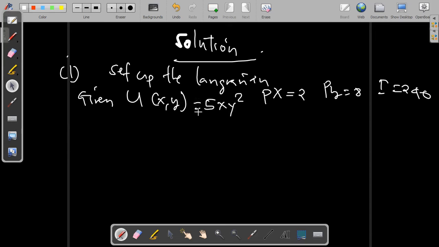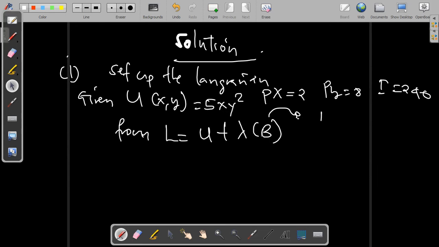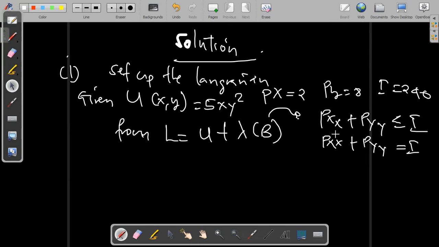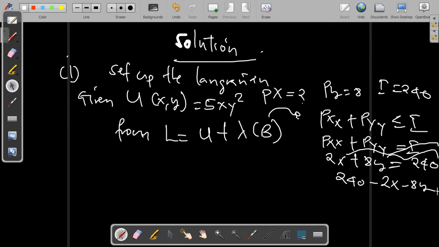From the Lagrangian formula, we need to take L, which is equal to utility plus lambda times the budget line. How do we obtain the budget line? For the budget line, you take the price of x times quantity of x plus price of y times quantity of y, which is less than or equal to income. So with the price of x being 2 and the price of y being 8, it will be 2x plus 8y equals 240. Take 2x and 8y to the right hand side, and you obtain the budget line: 240 minus 2x minus 8y.